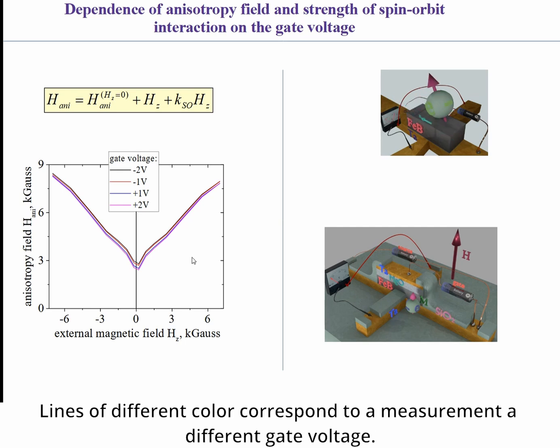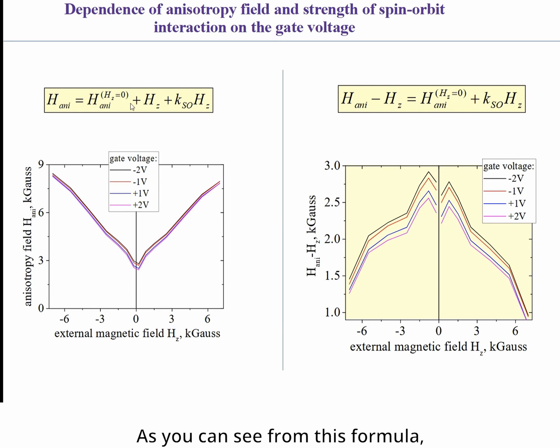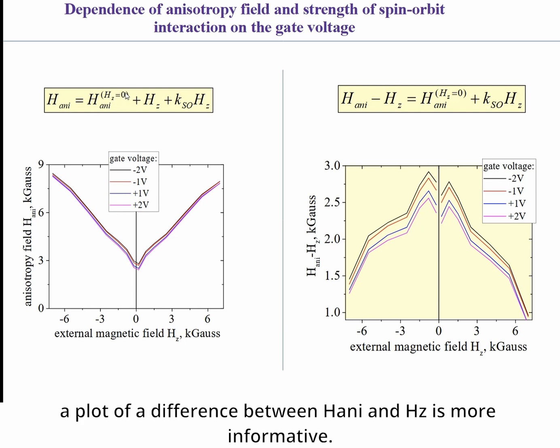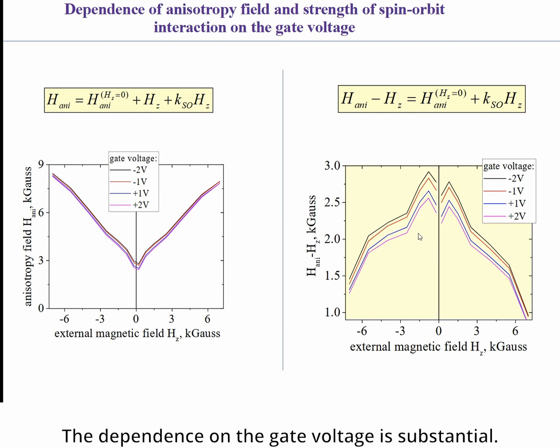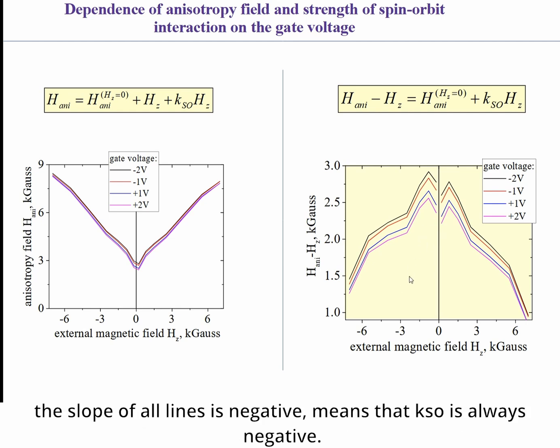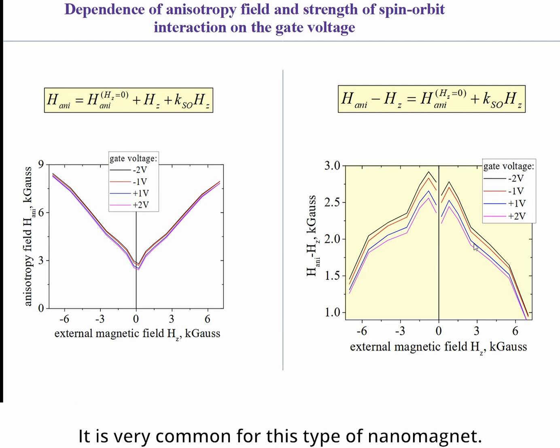Lines of different color correspond to a measurement at different gate voltage. As you can see from this formula, a plot of the difference between anisotropy field and external magnetic field is more informative. The dependence on gate voltage is substantial. The slope of all lines is negative, which means that the coefficient of spin-orbit interaction is always negative. It is very common for this type of nanomagnet.